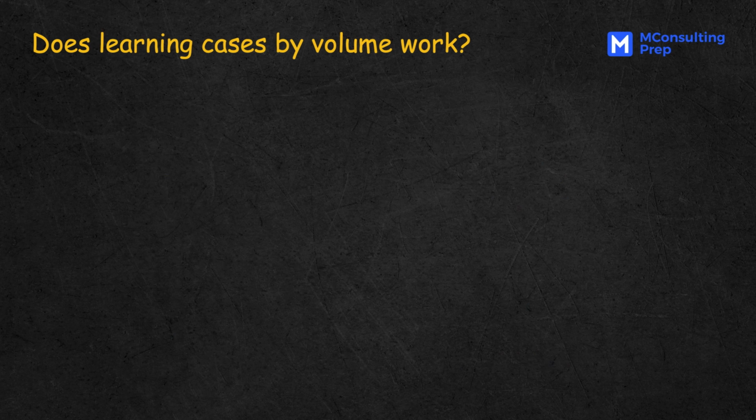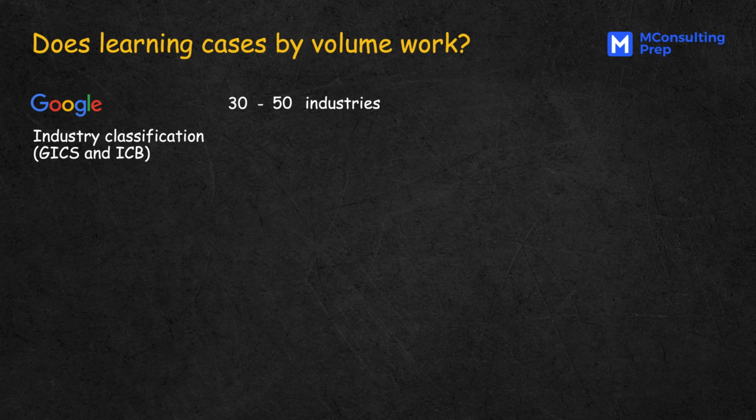How many industries and case types are you supposed to learn? A quick Google search would find that most sites that list case interviews by industry would have anywhere from 30 to 50 industries, going from well-known ones like FMCG or media to the lesser-known ones such as chemicals and industrial equipment. Industry classifications such as GICS and ICB list 50 to 70 industries if you apply the term often used in case prep. For the sake of this video, I'll take the middle number, and that's going to be 50.